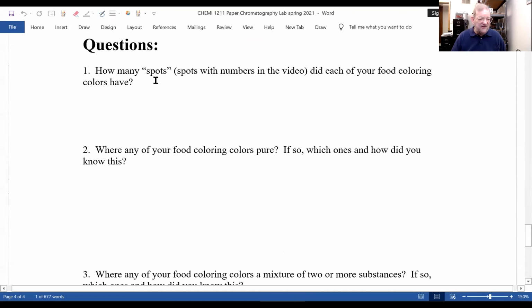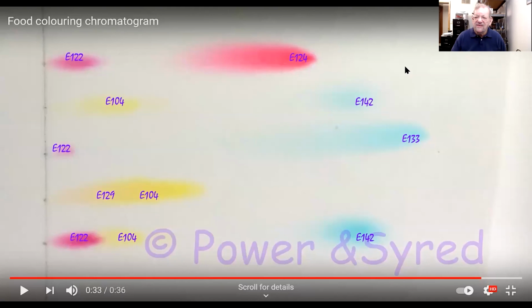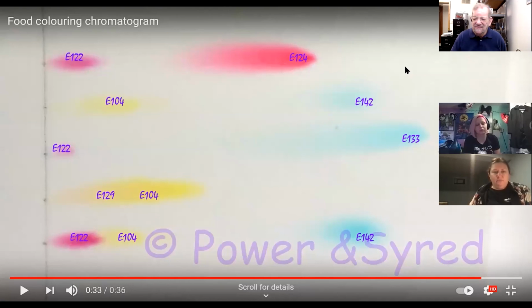Notice I say how many spots. Last semester, students got confused with that because they didn't see just a little dot. Spots are anything with a number. Let me go back to the video. Everybody see it on your screen? See where it says E124? That's one dot. E122 is another dot. So this sample would have two dots. Everybody should get that red has two dots in your data. And that's how you do it.